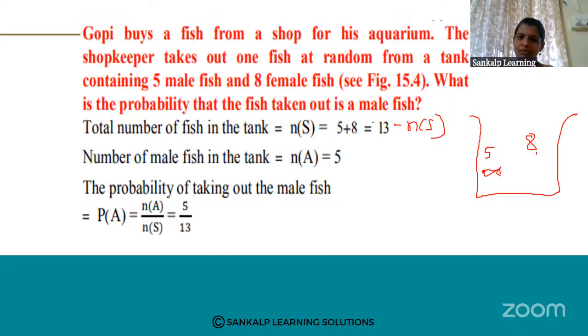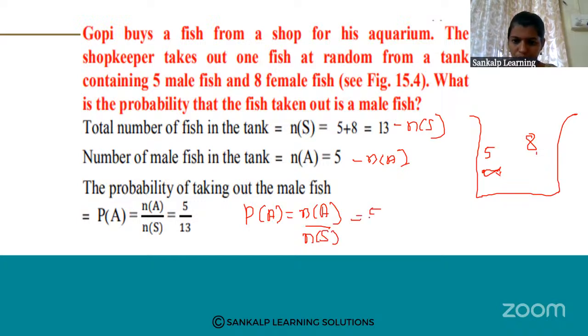The number of male fish in the tank is 5. How many male fishes are there? 5. Okay, so that I will call n of a. The probability of taking out a male fish, that is p of a, is equal to n of a, the favorable outcome, divided by the total outcome, that is n of s. So n of a is 5, n of s is 13. So you will get 5 divided by 13. Yes. Have you understood? Any doubt?